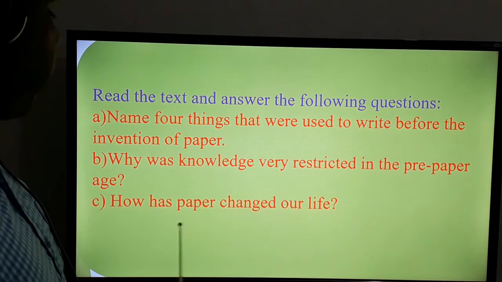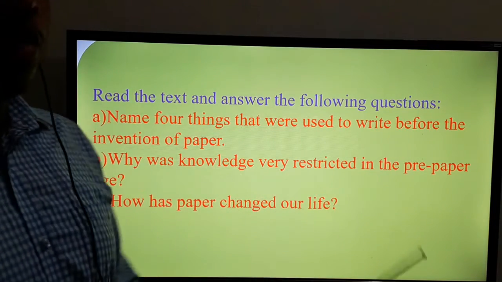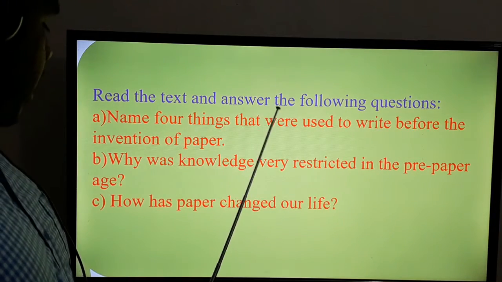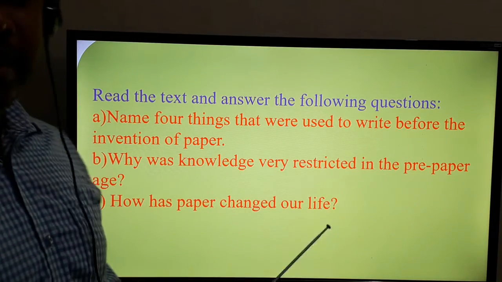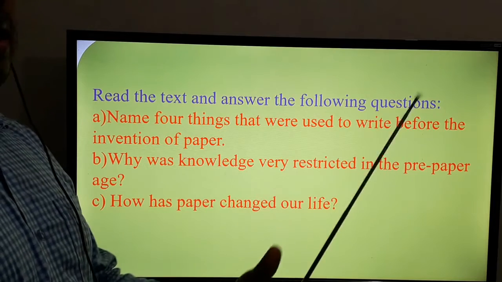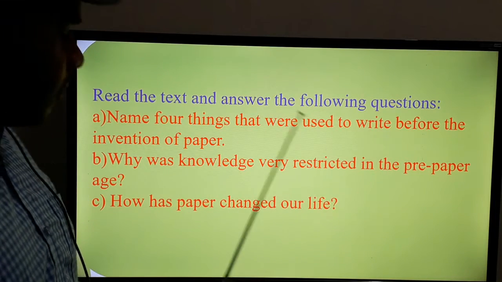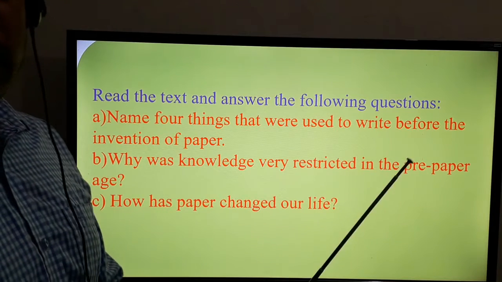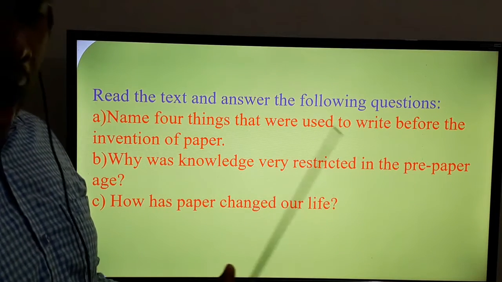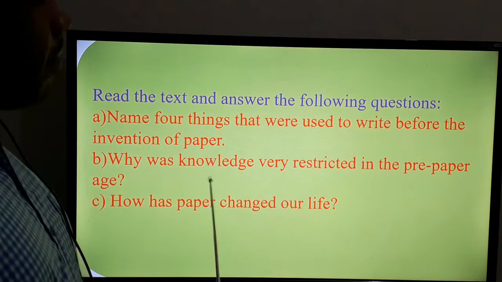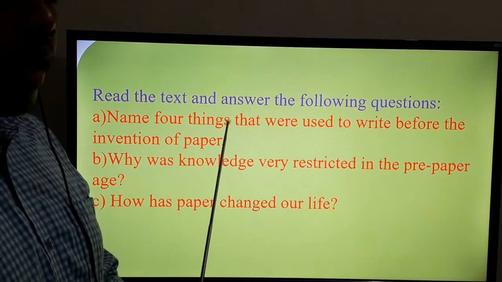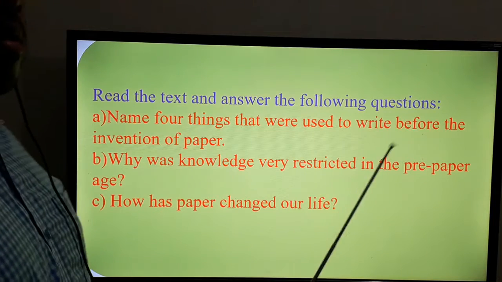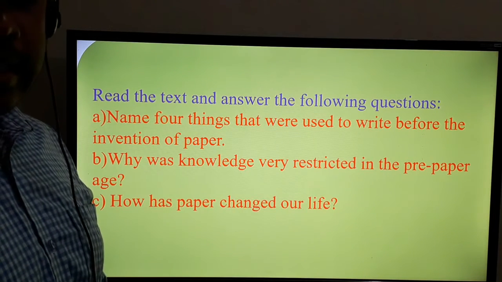Number 3, how has paper changed our life? Now it's a question to you. You have to mention, as you saw in the text, that paper has changed our life greatly. It makes our studying today very easy, and in the past that was unimaginable. So right now paper has changed our life. Knowledge has become easy and free. You can carry books from one place to another easily.